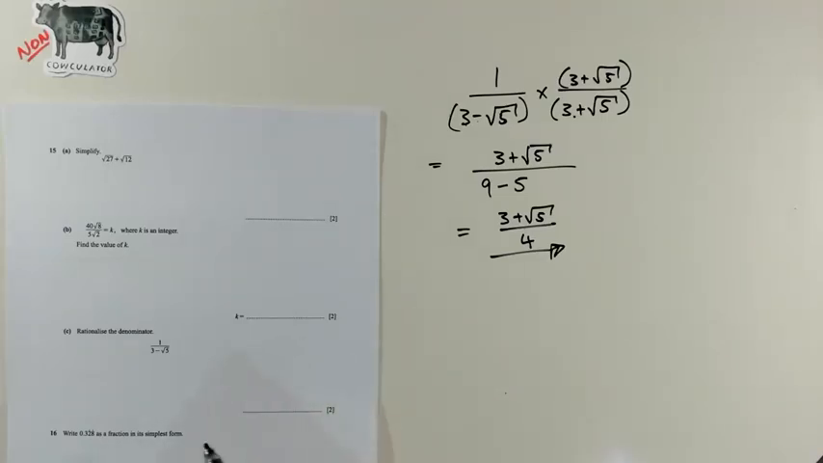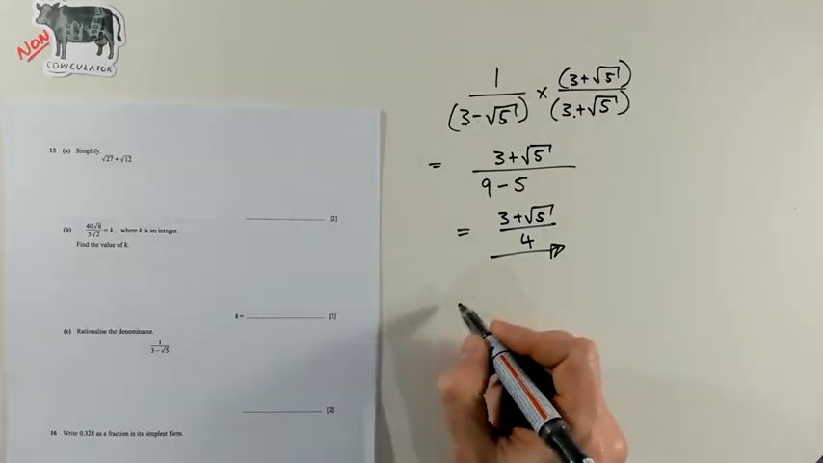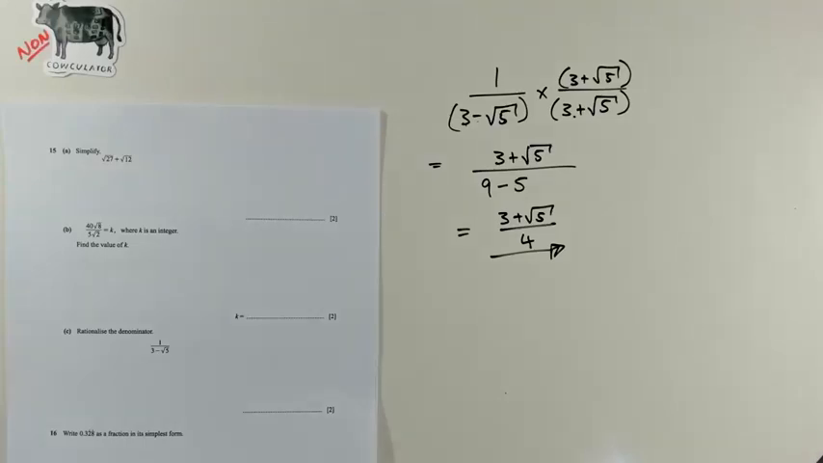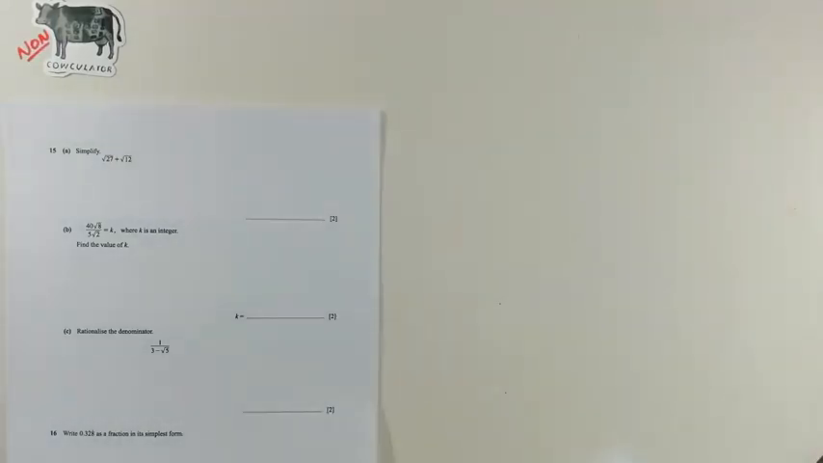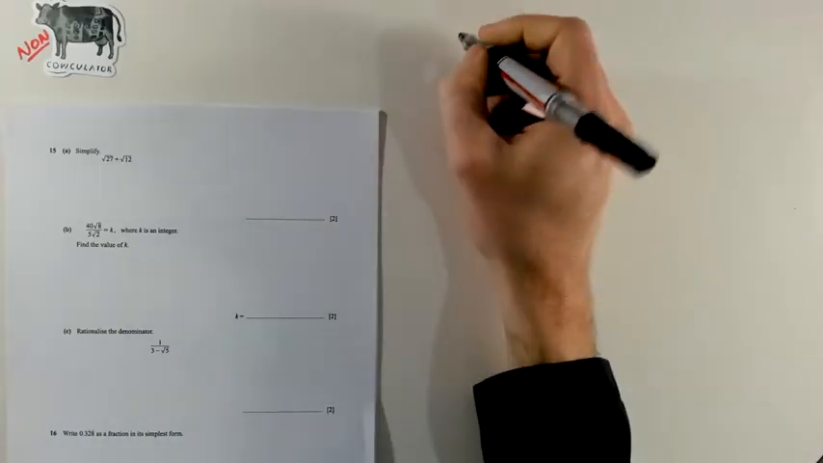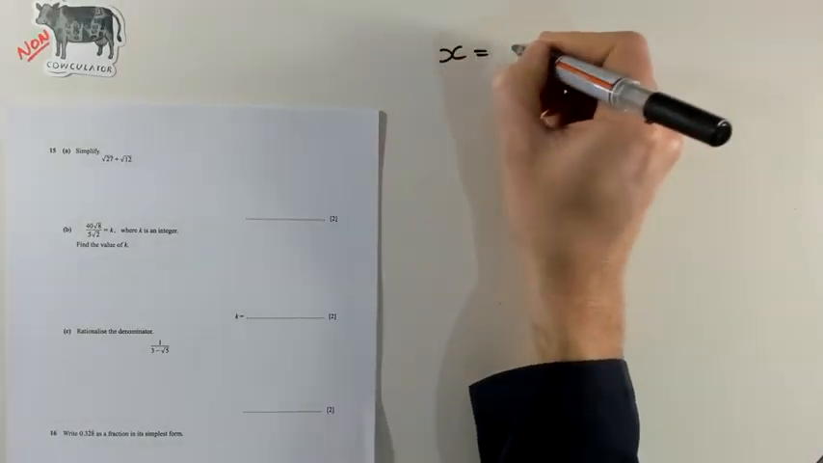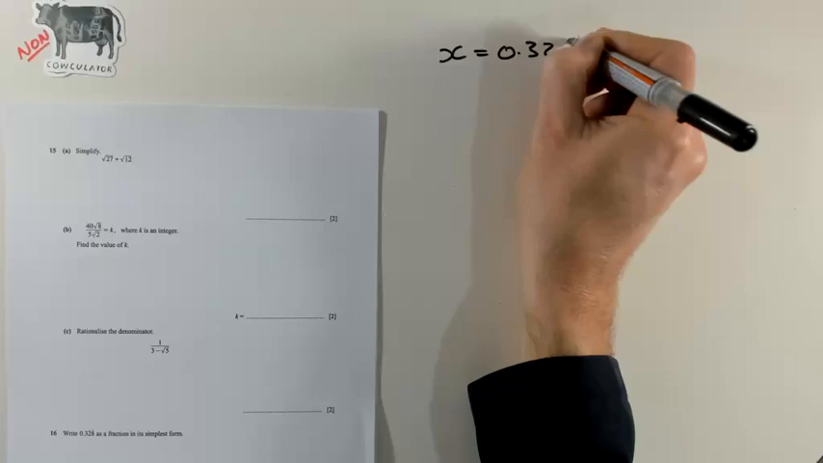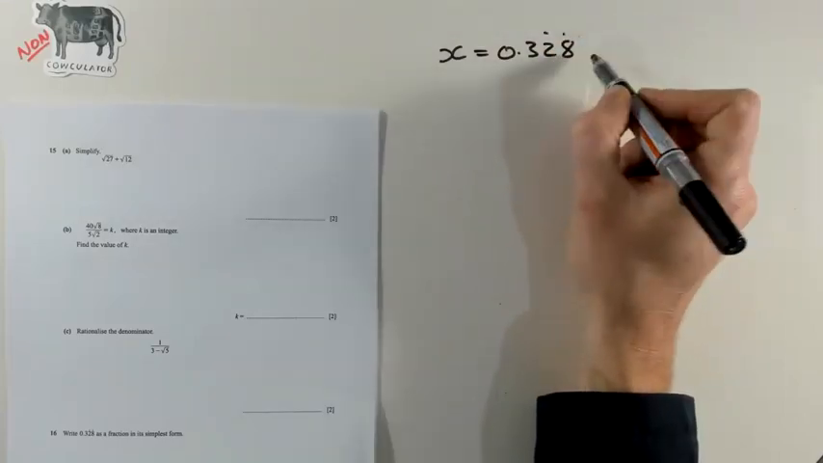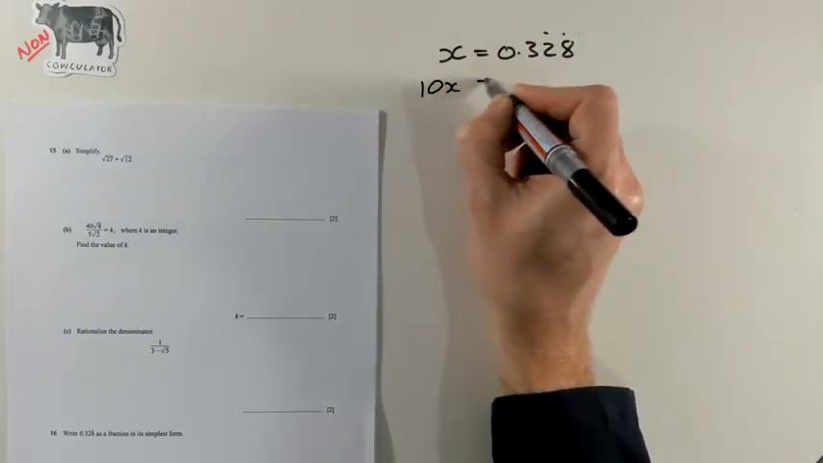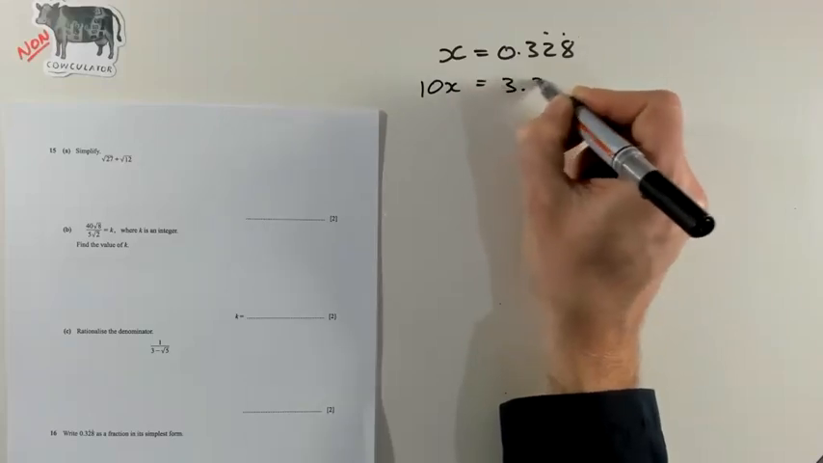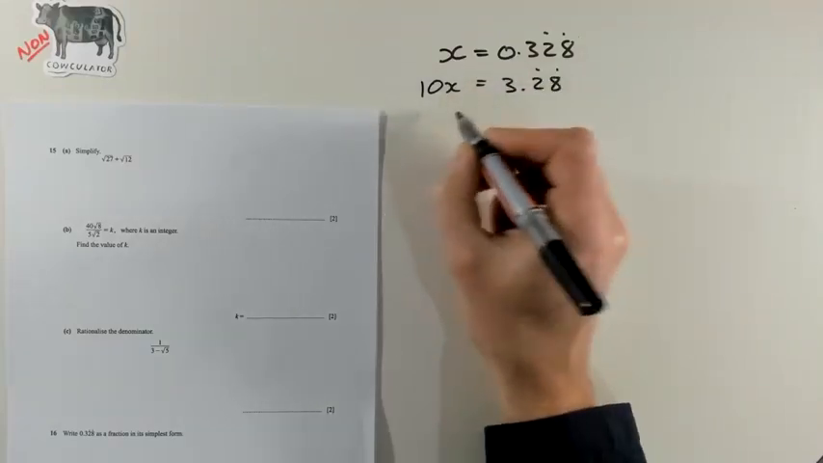And then for the last one here, just from a different paper, write 0.328, etc. Okay, so let's take a look. How will we do this one? So same thing, x is equal to 0.328, and only the 2 and 8 are recurring. So I'm going to follow the pattern just to see where it leads me. So the 2 and 8, that's going to be fine.